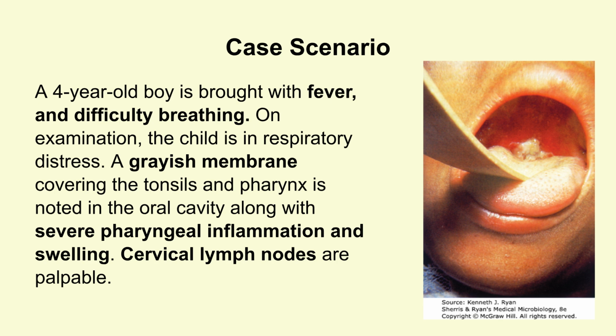The key finding is in the oral cavity. A grayish membrane is noted covering the tonsils and pharynx. This is the hallmark of diphtheria and is called a pseudomembrane. Along with the membrane, there's severe pharyngeal inflammation and swelling. Cervical lymph nodes are palpable, meaning they're enlarged and can be felt on examination. In severe diphtheria, the neck swelling can be so pronounced that it's called bull neck appearance.